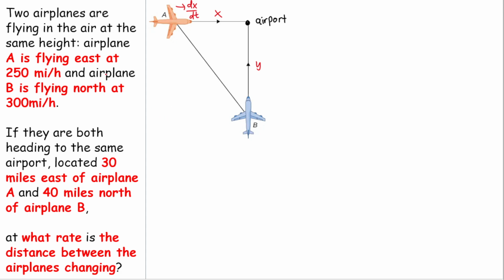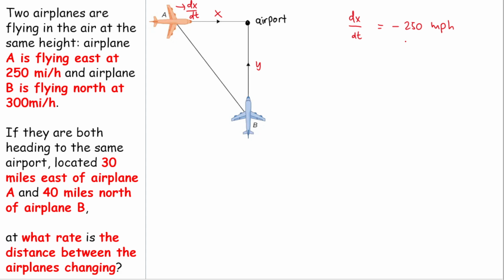And what is dx/dt? It is 250 miles per hour. Good. However, the sign will be negative. Why? Because the distance between the airport and the plane will be decreasing, right? So I will have this one as minus 250.